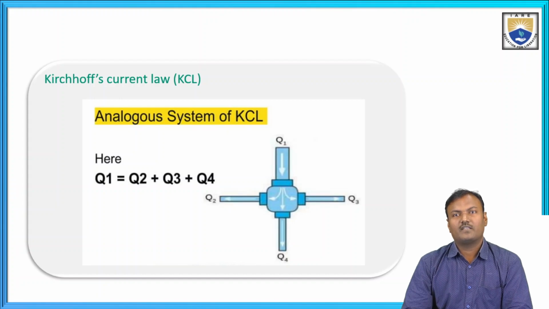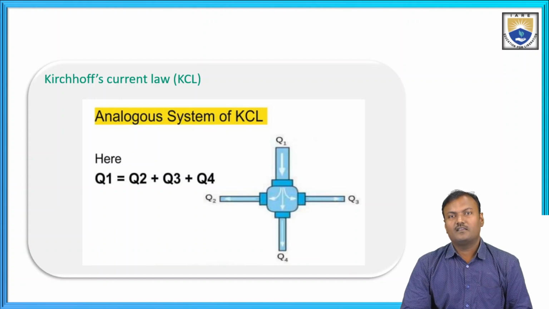Kirchhoff's current law, by definition, is that the algebraic sum of currents meeting at a point is equal to 0. Or we can say it another way: the sum of incoming currents is equal to the sum of outgoing currents, and this is analogous to a physical system of water pipes.